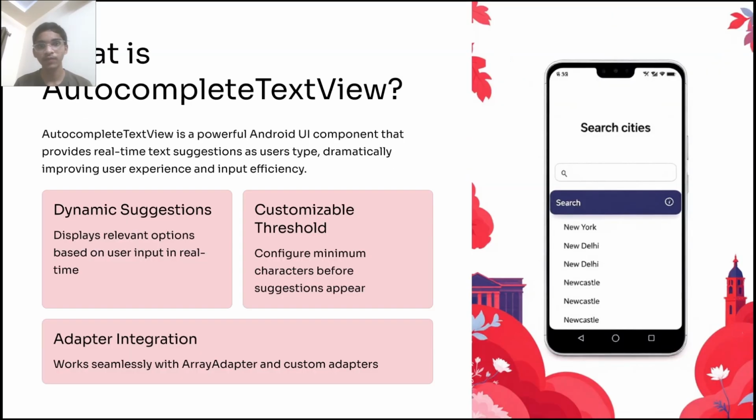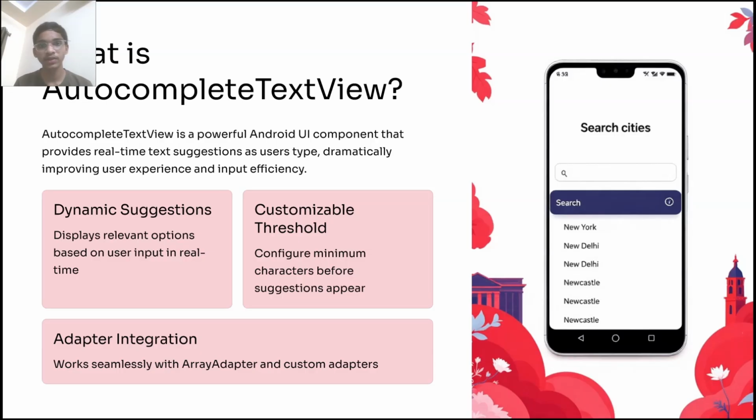Now let's talk about autocomplete TextView. Autocomplete TextView is a very useful Android UI component that provides real-time text suggestions as users type. This helps in improving both user experience and input efficiency because people don't have to type everything manually.